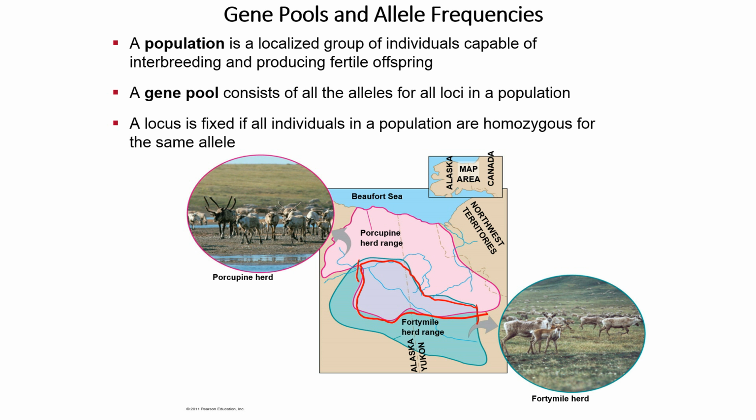But basically, for a population, all of the individuals in the population, all the alleles for all the genes, represent the gene pool. Same thing for this 40-Mile population: all the individuals in that population, all of their alleles for all their genes, that's the gene pool.